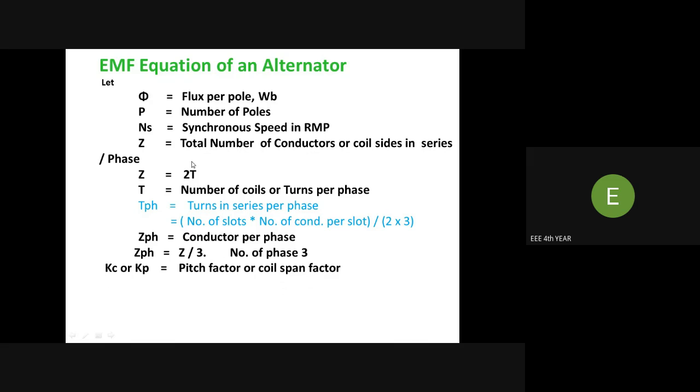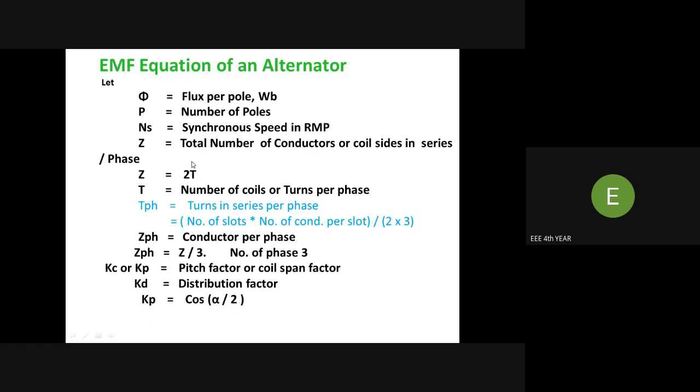In all the types of alternator windings we have used for the distributed winding, some constant parameters can be utilized: Kc or Kp, that is the pitch factor or coil span factor. Another constant factor is Kd, that is the distribution factor. The combination of Kp and Kd is also named the winding factor, Kw equal to Kp into Kd. So it only applies to distributed winding.